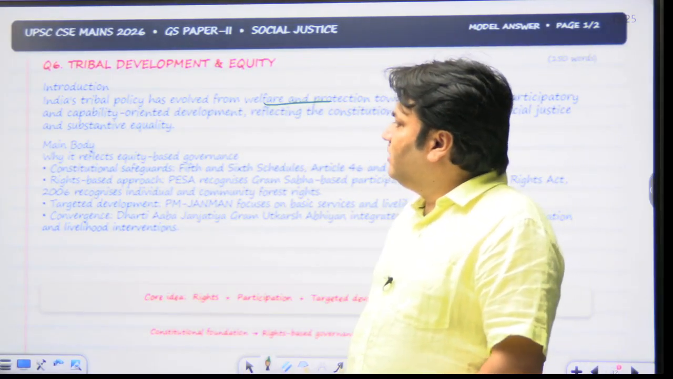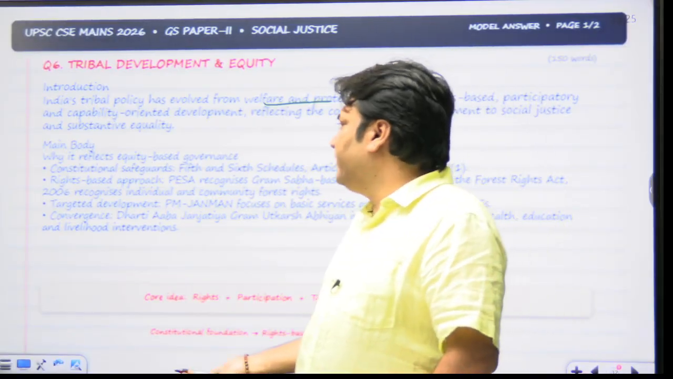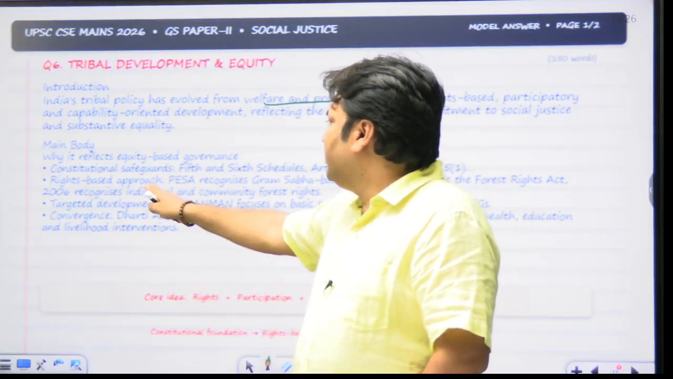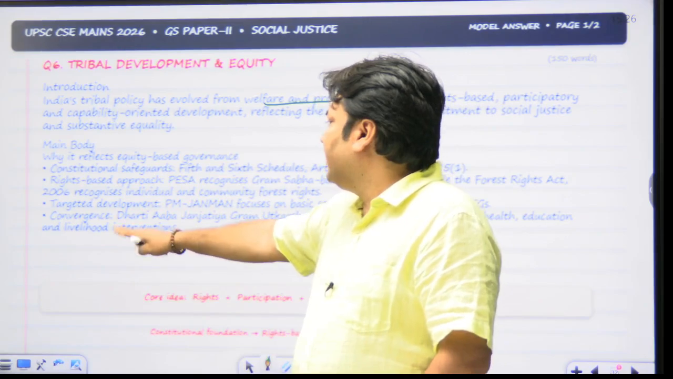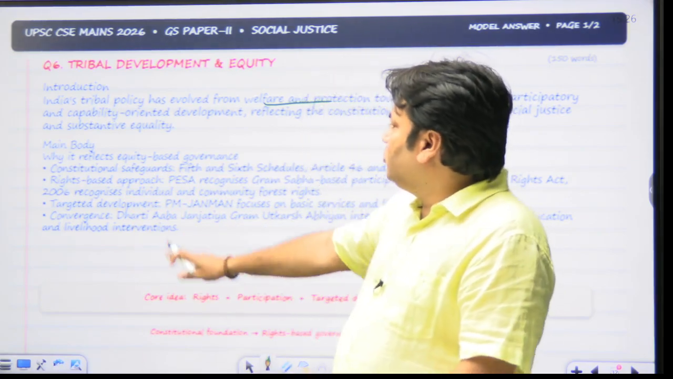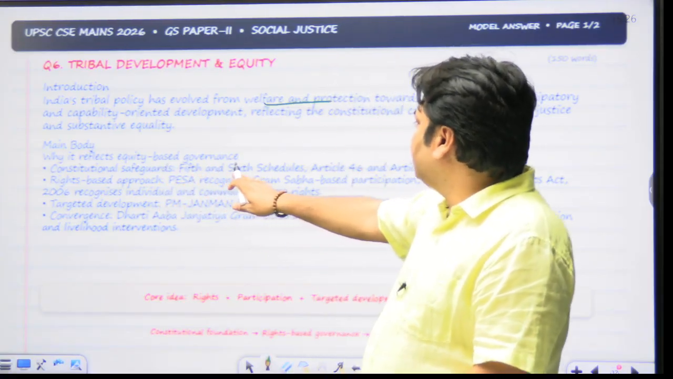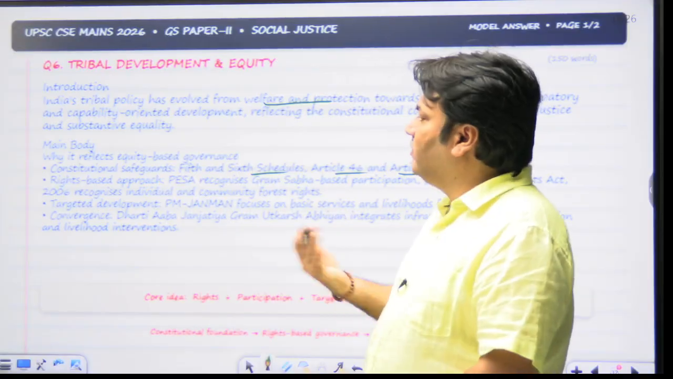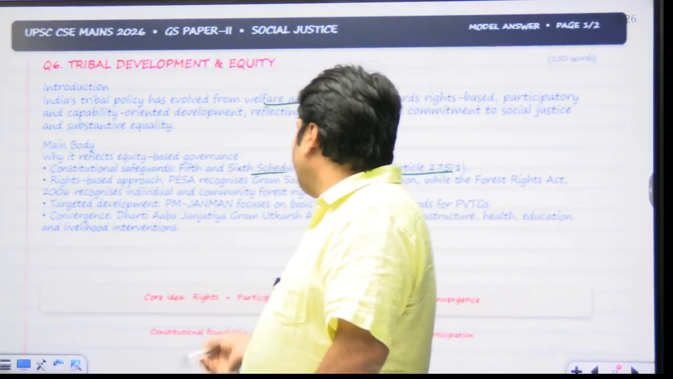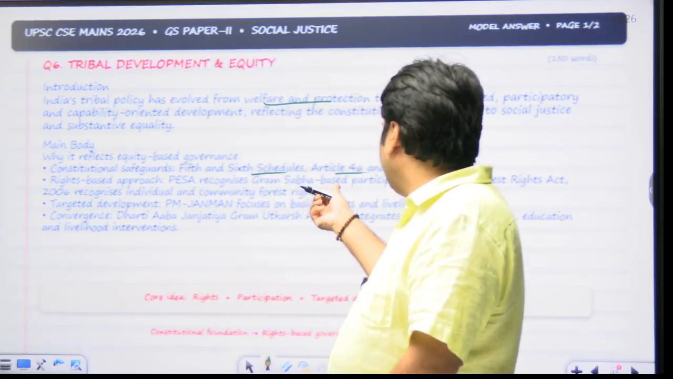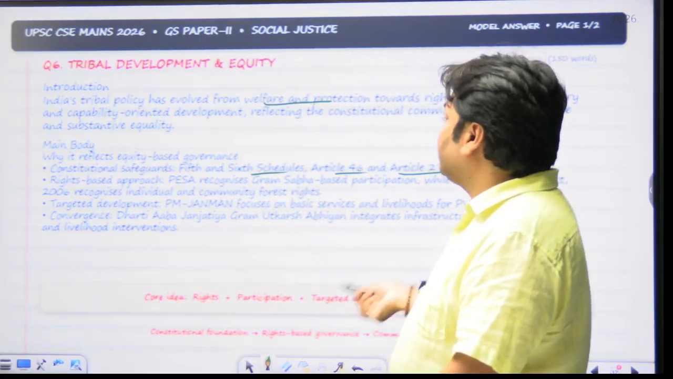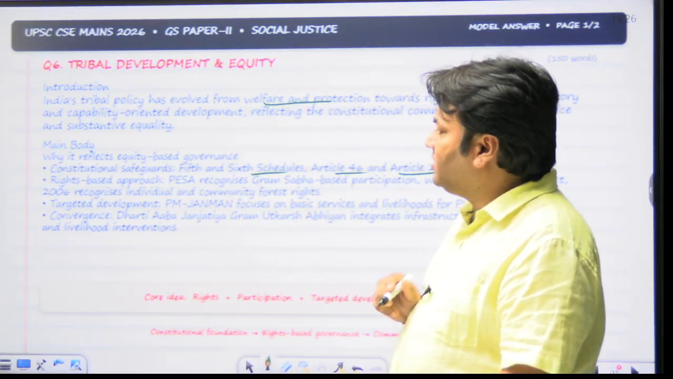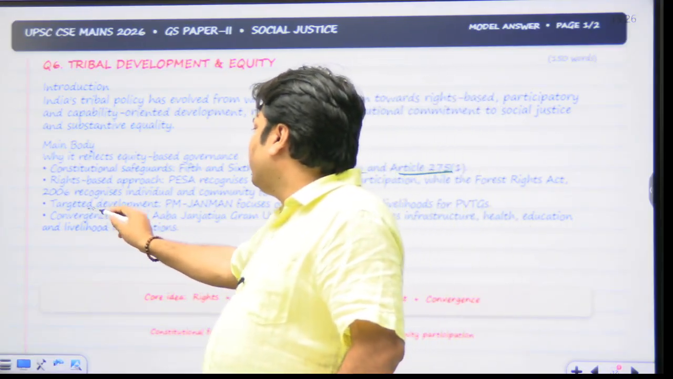In the main body, why it reflects equity-based governance. So you can write what? Constitutional safeguards, right-based approach, targeted development and convergence, right? In constitutional safeguards, you can write references of the 5th and 6th Schedule, Article 46 and Article 275(1). In right-based approach, you can write PESA recognizes Gram Sabha based participation, while the Forest Rights Act 2006 recognizes individual and community forest rights. You can talk about targeted development.